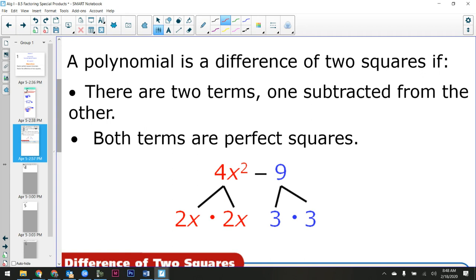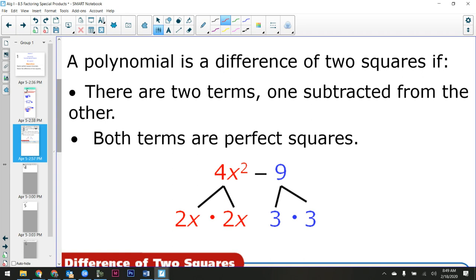Both terms must be perfect squares. We just talked about them. What are perfect squares? 1, 4, 9, 16, 25, 36, 49, 64, 81, 100, 121, 144, 169, 196, 225. If you keep going, that's okay though. It's just up to 15.